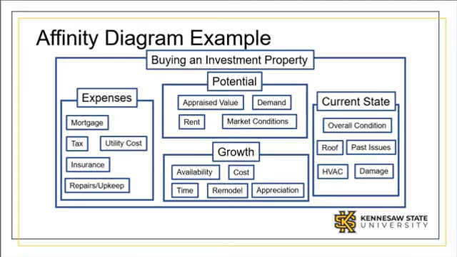Here is an example of an affinity diagram for buying an investment property. There are many considerations in terms of expenses, condition, demand, and growth. We list specifics in each of these areas and organize. Recognize that the specific areas are noted first, grouped, and then an affinity label is added that best encapsulates the meaning of what is in the group.